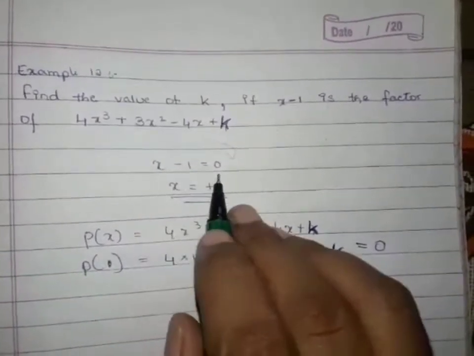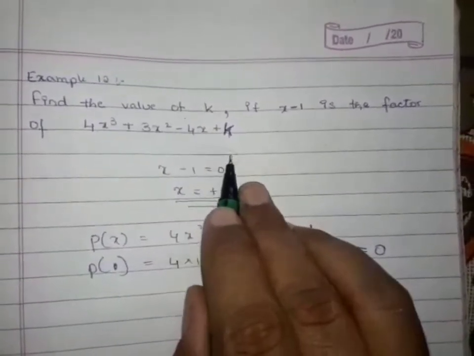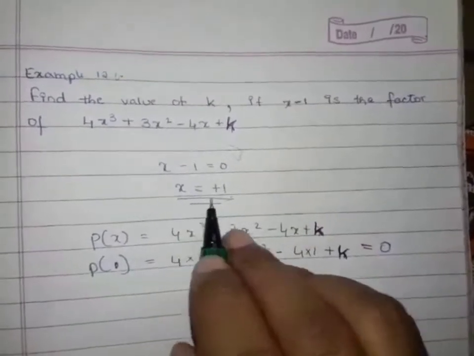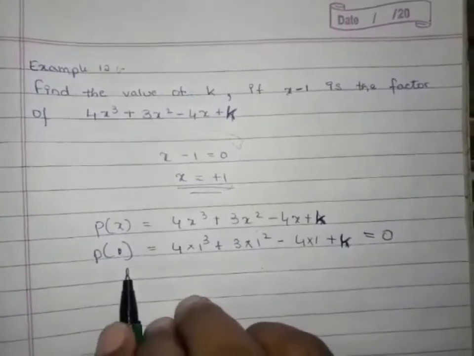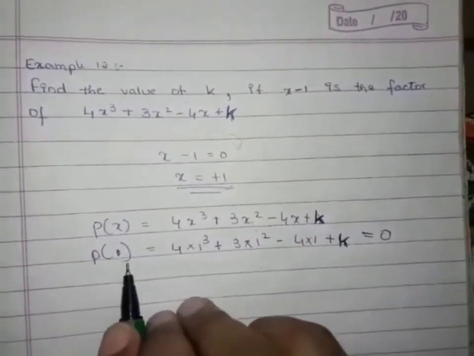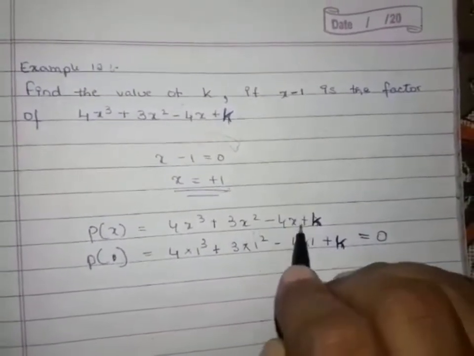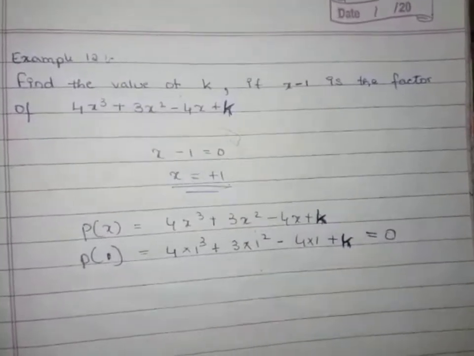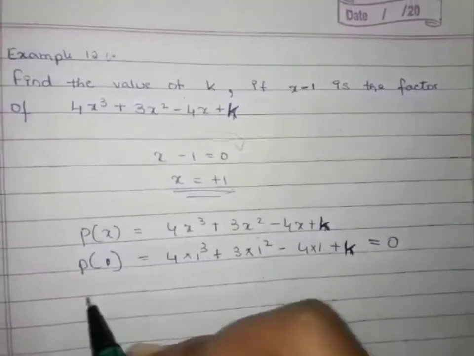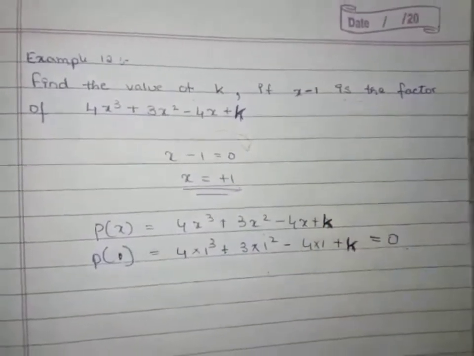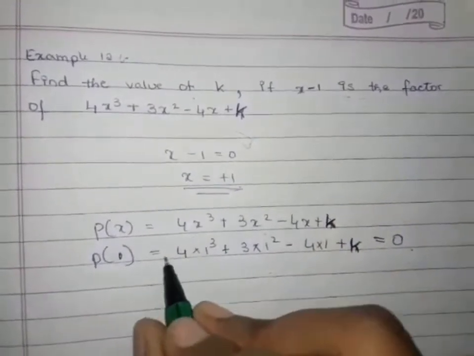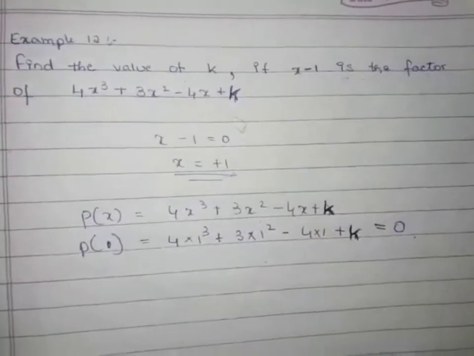So x minus 1 is equal to 0. Taking minus 1 to the other side, it becomes x is equal to plus 1. Okay, so our p of x, that is p of a, will be p of 1. Wherever x is there in the term, I will be putting 1. Our p of 1 is equal to 0 is what the question tells. So we'll simply equate p of 1 is equal to 0.